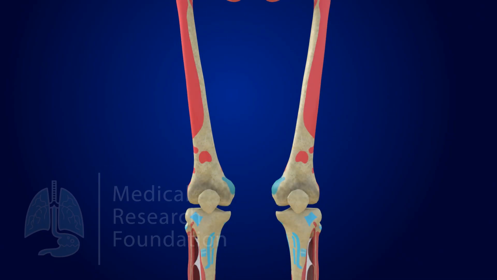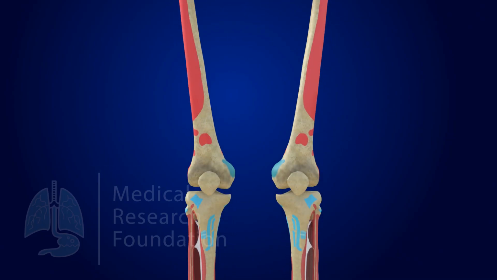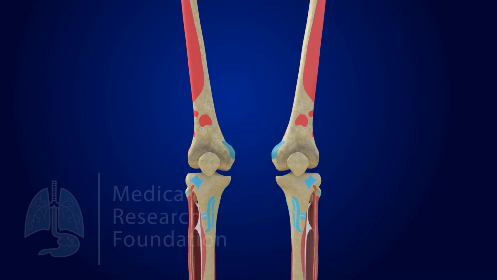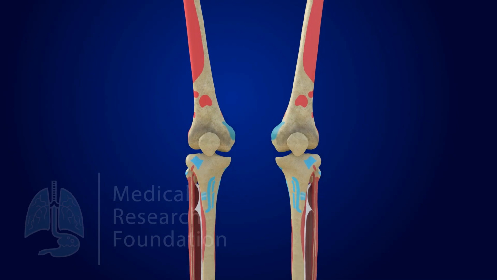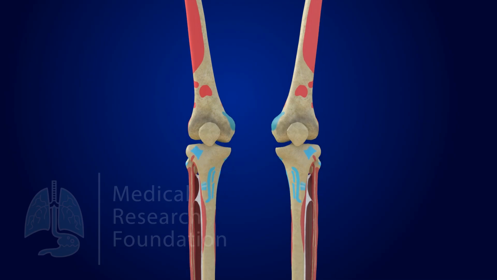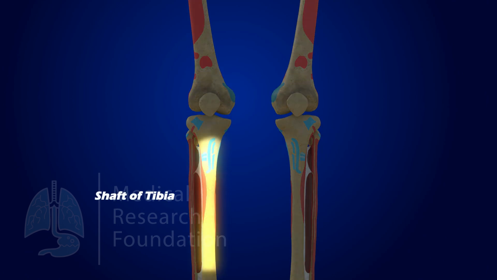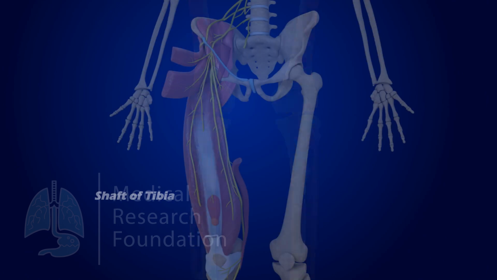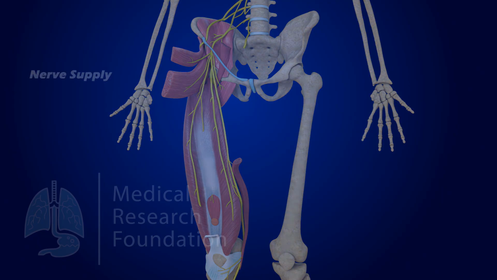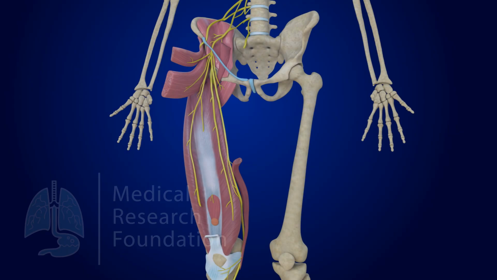Insertion. The muscle spirals obliquely across the thigh from lateral to medial side to be inserted into the upper part of the medial surface of the shaft of tibia. Nerve supply. It is by the anterior division of the femoral nerve.